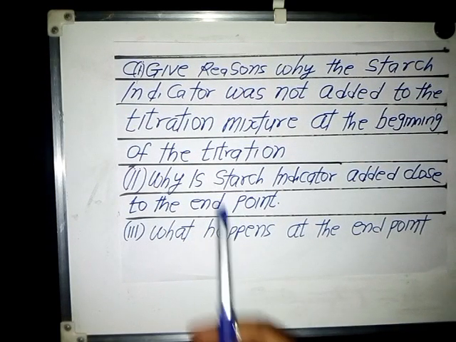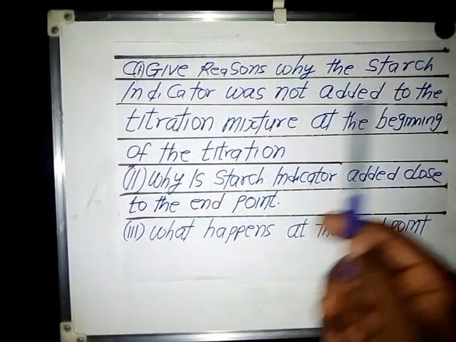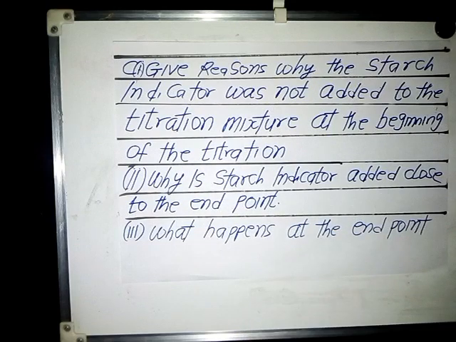Look at this follow-up question. Give reasons why the starch indicator was not added to the titration mixture at the beginning of the titration. The starch wasn't added at the beginning of the mixture because it will form a complex with the iodine, or you can say it binds too strongly with the iodine, which will give an inaccurate result.